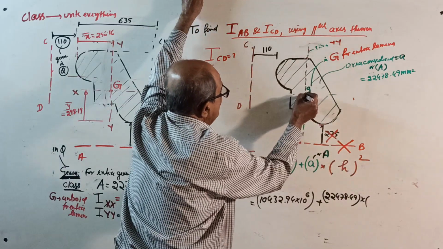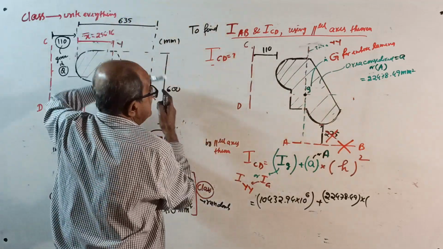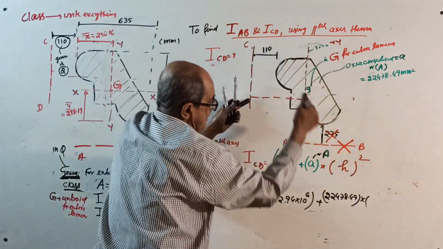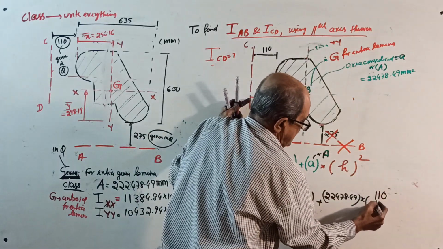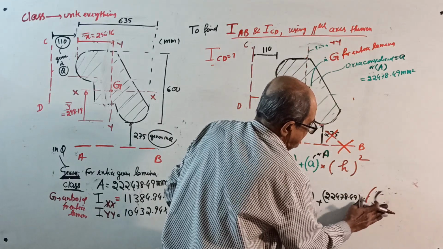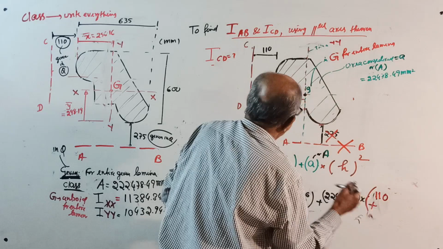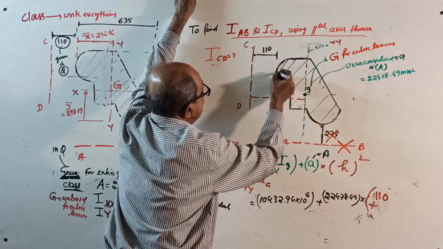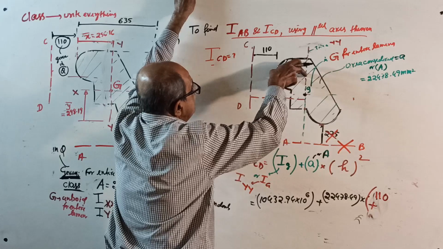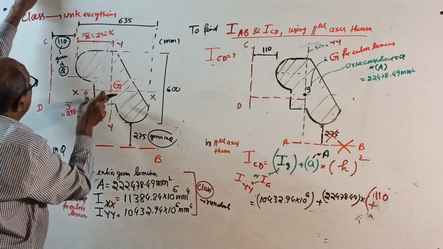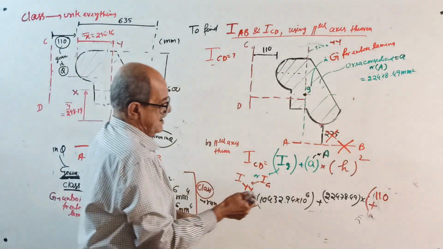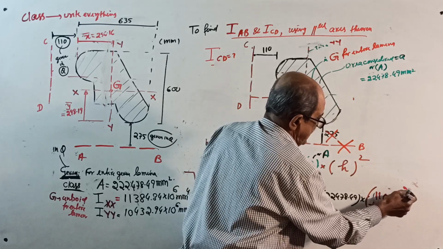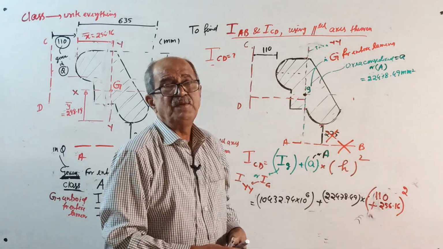Into the distance from centroid G to this axis, squared. This distance is 110. I write red color. It is 110 plus the distance from centroid to here, which they told is 256.16 millimeter. So 110 plus 256.16 millimeter whole squared will give I about YY for the given lamina.